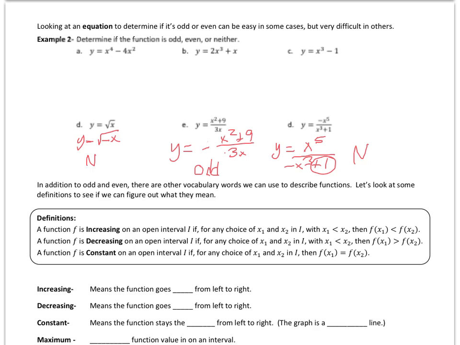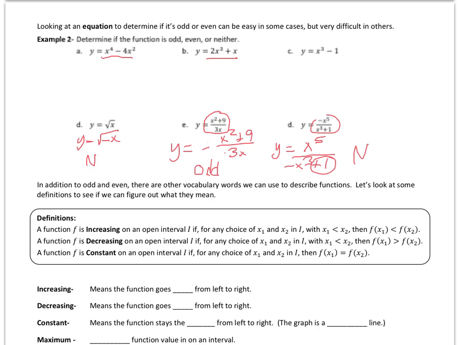Okay. All right, so we okay with that? So be careful. If it's a basic type function like this, where it's not a rational expression, then it's easy to tell whether it's even or odd. But when we start getting variables in the denominator, exponents in the denominator, then we have to make sure we test it and see, because the rules don't hold that way.